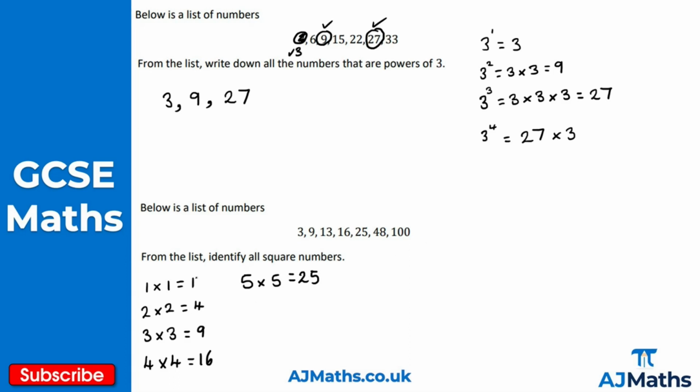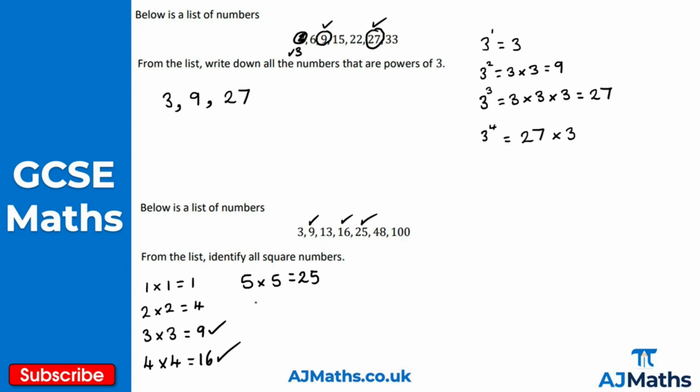Well, I've got a 3 here, that's not a square number, so we don't include that. I've got 9 here, well, 9 is a square number, so we include 9. 13, well, that's not a square number, so no. 16, yep, that's a square number here, so we include that. We've got 25 here, 5 times 5 is 25, so perfect. But I've got two more numbers here. So I've got 48 and 100.